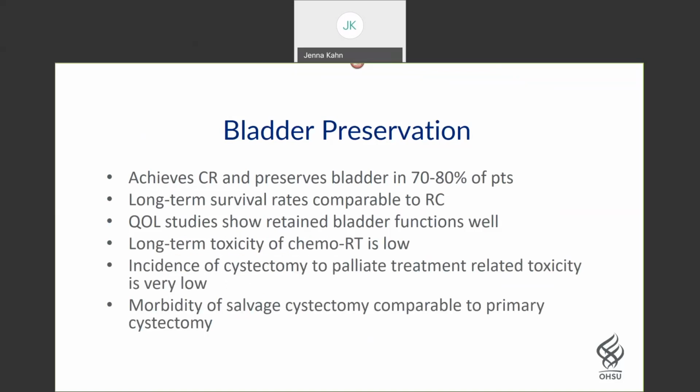Bladder preservation treatment achieves a complete response and preserves the bladder in 70 to 80% of patients. There are long-term survival rates comparable to radical cystectomy, and quality of life studies have shown retained bladder function does pretty well. Long-term toxicity of chemoradiation is low, and the incidence of cystectomy to palliate treatment-related toxicity, meaning your bladder not functioning as well and needing a cystectomy to palliate for that, is very low. The morbidity of a salvage cystectomy is comparable to primary cystectomy. So it's a good option for some of these patients.